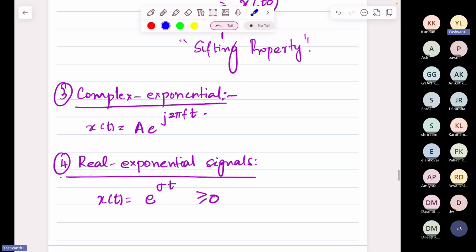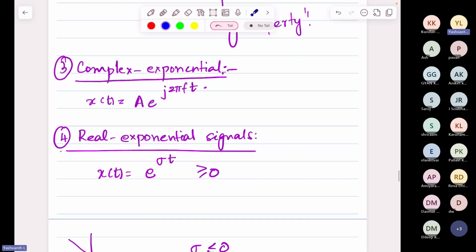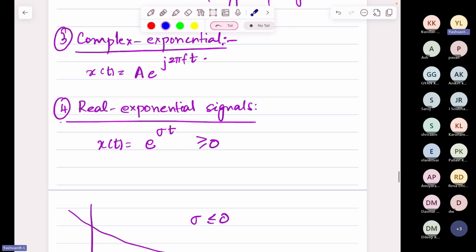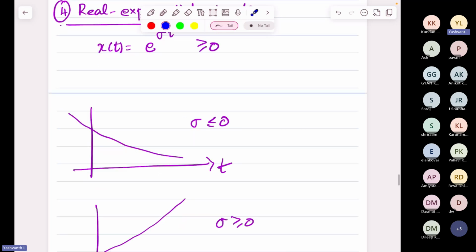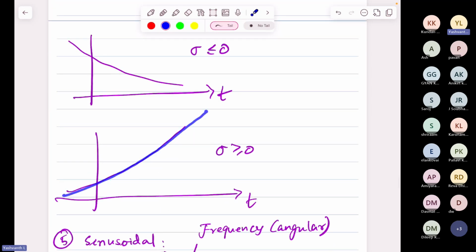What is the real exponential signal? It's just of the form x of t equal to e power sigma t, where sigma is a real number. Okay, so essentially, if sigma is a number less than 0, that is a negative number, then e power sigma t will go to 0 with t. But if it's a positive number, it will grow as t increases.